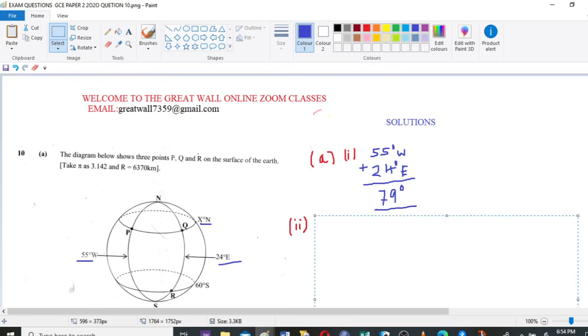Welcome back. So we can continue with our solution here. Okay, so we are answering one of the most important questions in an exam, that is under earth geometry.